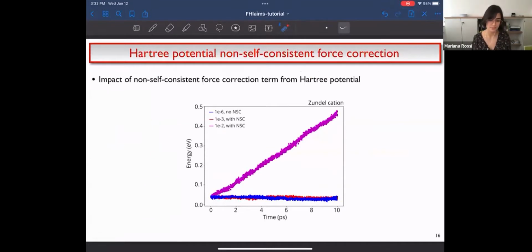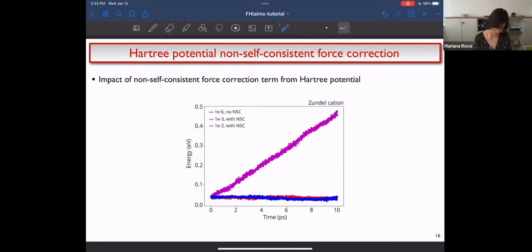So this is a plot from Isaïn that I took. He did this study. And this is the Zundel cation now, the system that you will work with in the tutorial this afternoon. And we are doing ab initio MD as well. And what you can see here is that the blue points, the blue evolution, which is a much longer time evolution, 10 picoseconds, do not include this non-self-consistent force correction, and they do conserve the energy quite nicely throughout this time evolution.